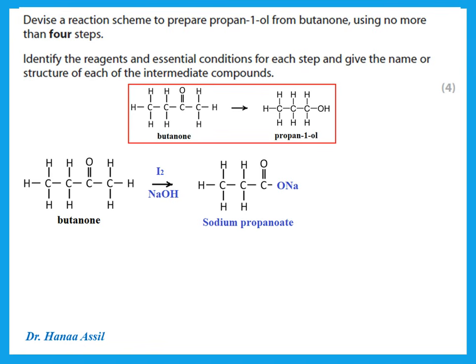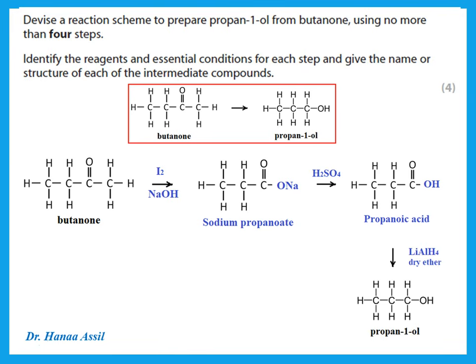Then what? I want to change that eventually to propan-1-ol. I can add acid in order to change the sodium salt to propanoic acid. And then how do I change propanoic acid to propan-1-ol? I just reduce it with lithium aluminum hydride in dry ether, which will give the required product.